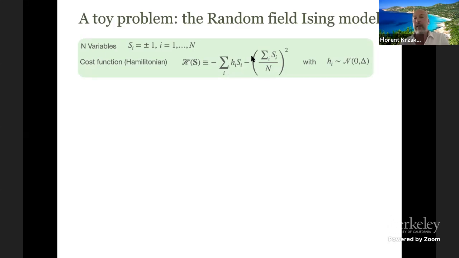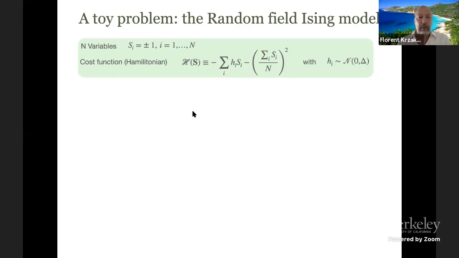And these fields, these terms here, are chosen randomly from a Gaussian distribution once and for all with variance delta. Now, of course, this term would like the variable to align with the direction of the h, while this term would like the variables to all have the same sign. And there is a competition between the two. The term random field is referring to this part.